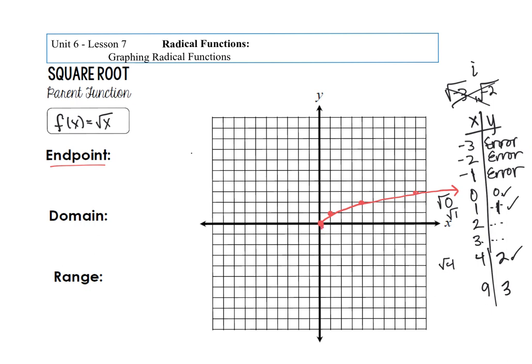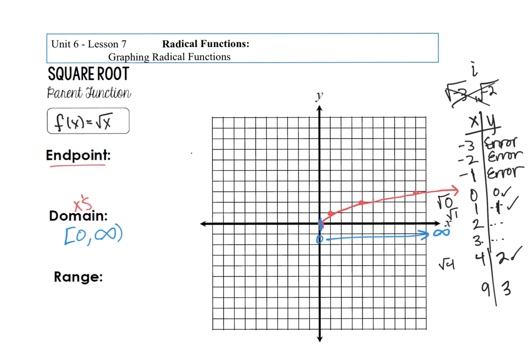The domain is always our x values. Where do we have x values for this graph? We go left to right. So we start having x's at 0, and then we go to the right forever, which would be infinity for x. So we're going to say that it is 0 with a bracket because 0 is included, to infinity with a parenthesis because we can never reach infinity.